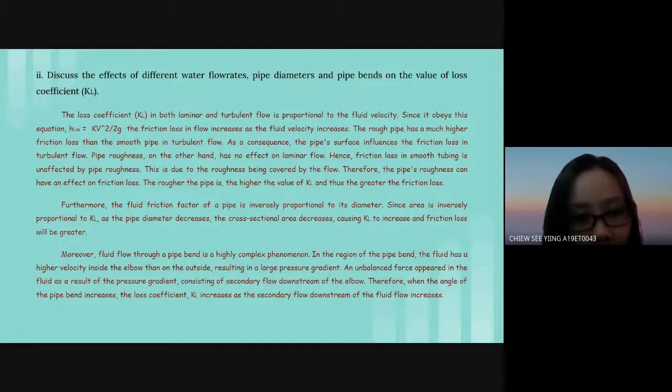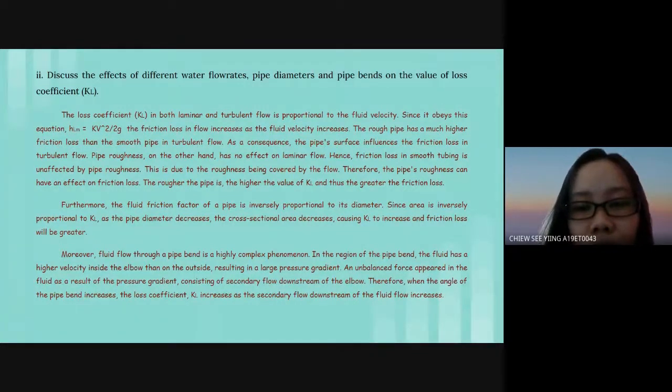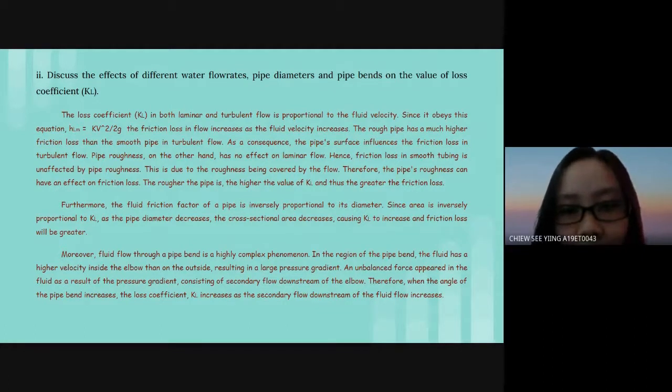Moreover, flow through a pipe bend is a highly complex phenomenon. In the region of the pipe bend, the fluid has a higher velocity inside the elbow than on the outside, resulting in a large pressure gradient. An unbalanced force appears in the fluid as a result of the pressure gradient, consisting of secondary flow downstream of the elbow. Therefore, when the angle of the pipe bend increases, the loss coefficient increases as the secondary flow downstream of the fluid flow increases.